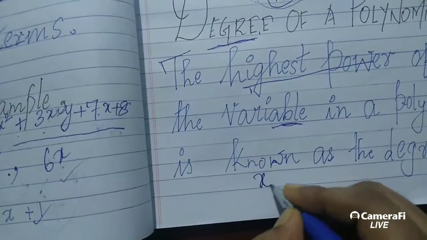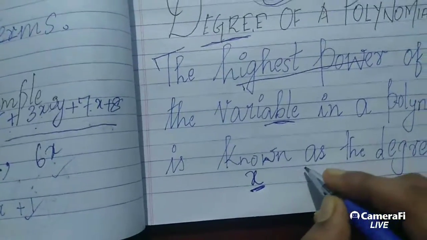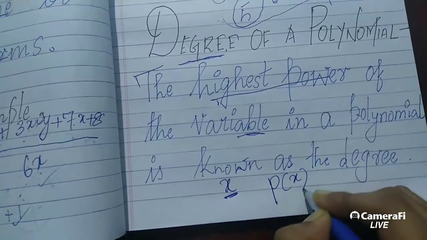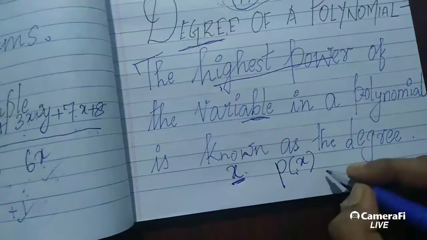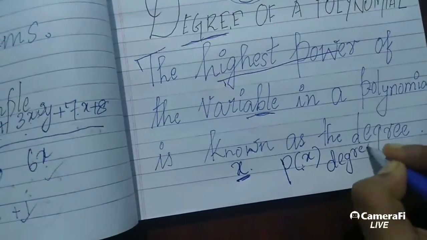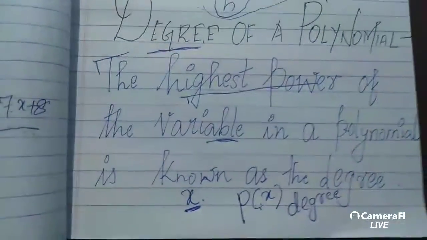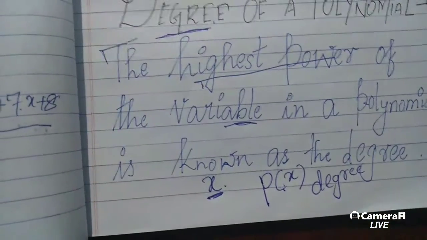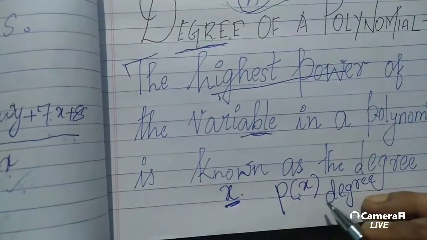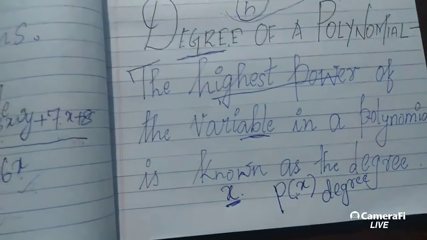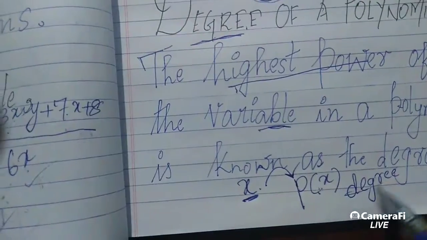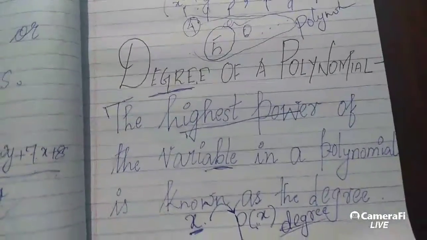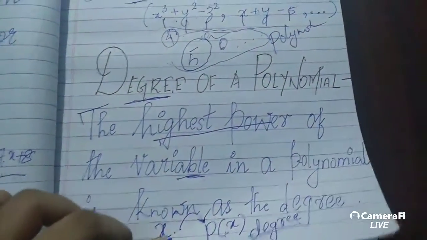Okay. Let x be a variable in a polynomial, say p of x. So, the highest power of x in p of x is the degree. I hope you have understood. Let me repeat again. Consider x to be a variable in this polynomial p of x. The highest power of x in p of x is known as its degree. I hope you have understood now. Now, based on degree of the polynomial, we have a few types.